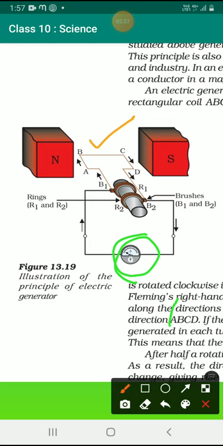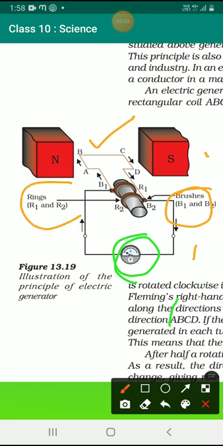B1, B2 are the brushes. Look here, the brushes are not simply connected, they are touched. For example, in your cycle, the brake pads are just touched to the rim. When you apply the brake, only then they get attached to the rim so that the cycle is able to stop. So they are just touched to these rings.